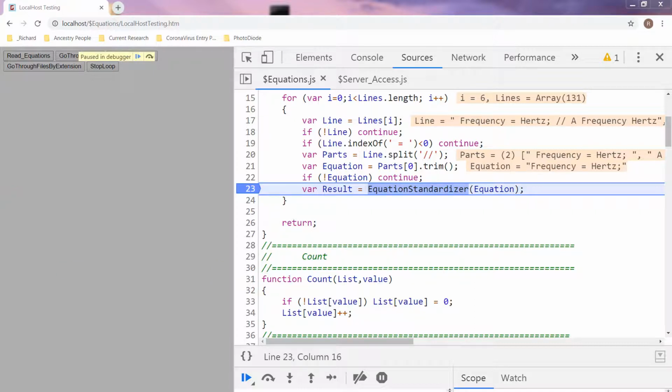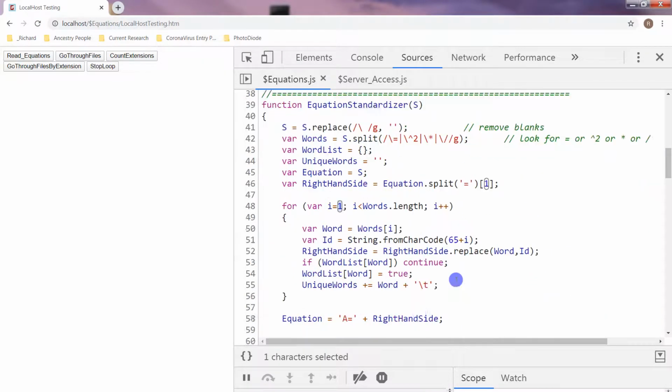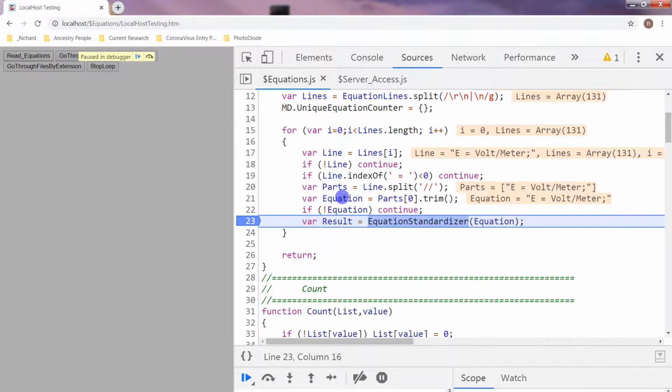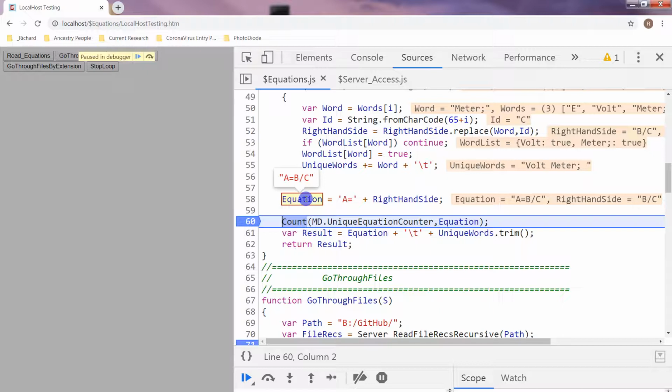Oh, I needed the first one. Let's see. I did only the right-hand side. Okay, so I corrected that. What I did was I changed this to a 1, and now if I do the equations, then A equals B over C, and the right-hand side, I didn't need to. I was replacing the first word, and I didn't need to. So this works pretty well, at least in terms of simplifying.